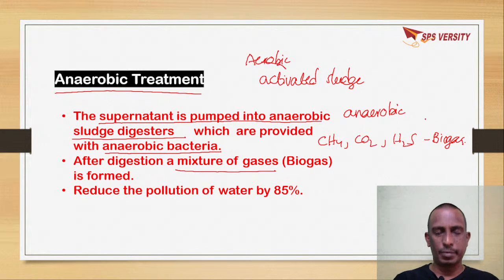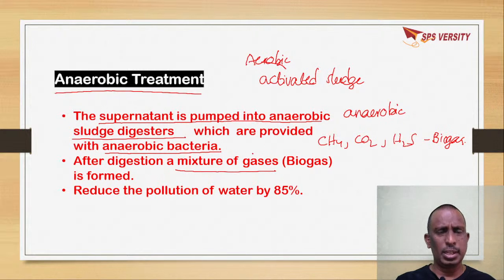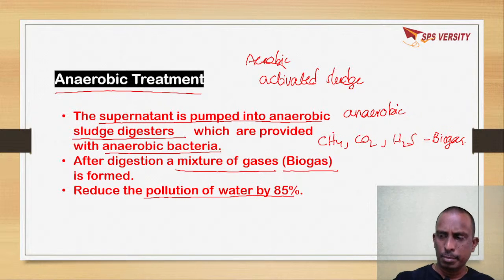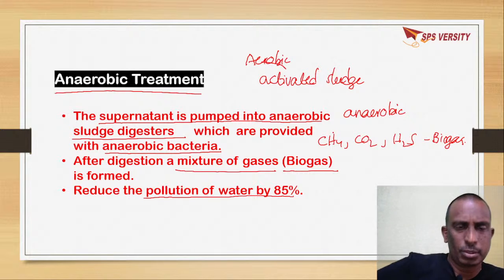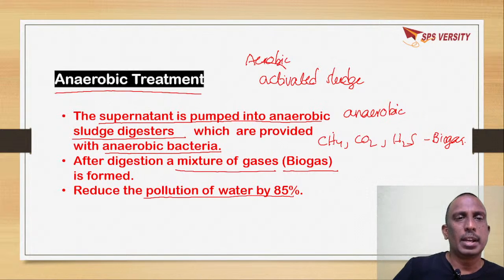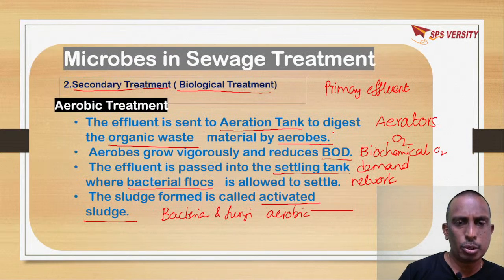Biogas is used for various purposes like cooking and generating electricity. Whatever gases are released during the anaerobic treatment process are used as biogas, and due to this, the pollution of the water is reduced by 85%. So secondary treatment is completely a biological process, involving aerobic treatment and anaerobic treatment. In aerobic treatment, there will initially be one tank, the aeration tank, and another one, the settling tank.